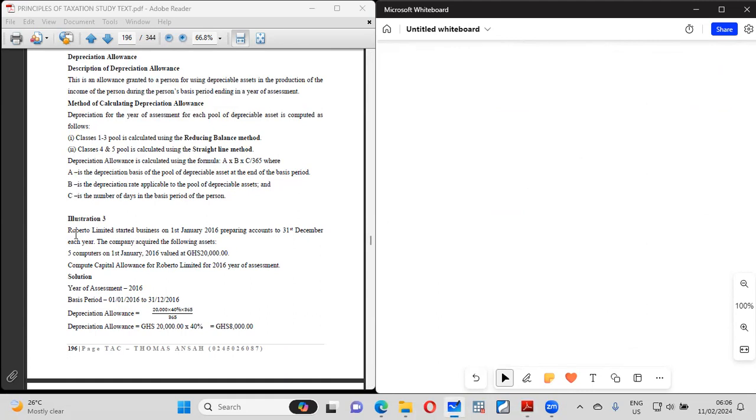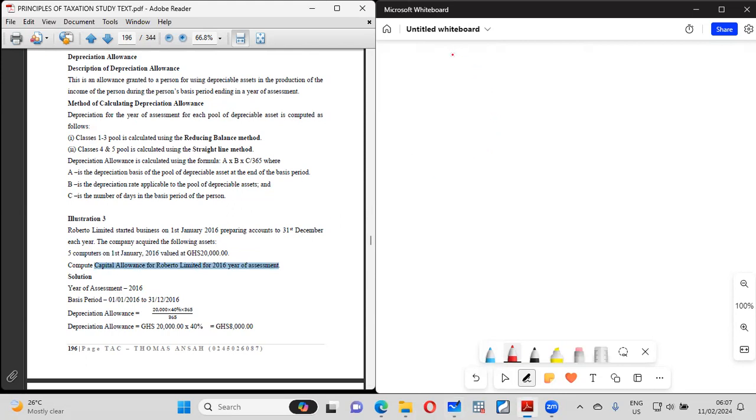Anyway, let's look at this example. We have Roberto starting a business. You see the day he started the business, and he prepares accounts to 31st December each year. The question is saying that the company acquired the following 5 assets, and the 5 assets cost 20,000. They say that we should compute the capital allowance for the 2016 year of assessment.